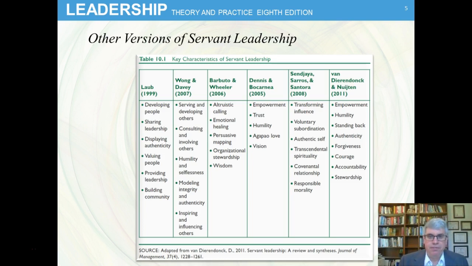Now there's other versions of servant leadership also, because depending on how you look at things, you can very easily have different versions. So the book presents 6 others, and if you look at this table, you can see that there's a lot of things that are in common, but there are other important qualities that some researchers focus on and some don't. And so all this basically means is that there's a lot of ways to view servant leadership, but the idea is serving the people that you're responsible for so that they benefit from what you do to them and for them.